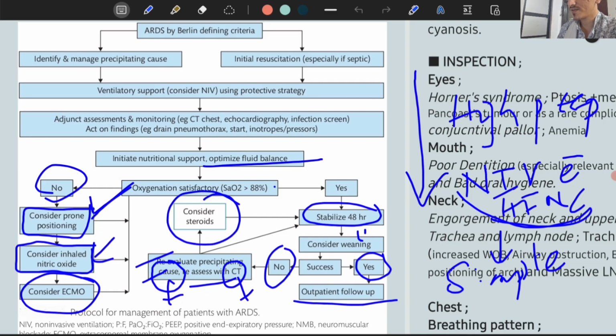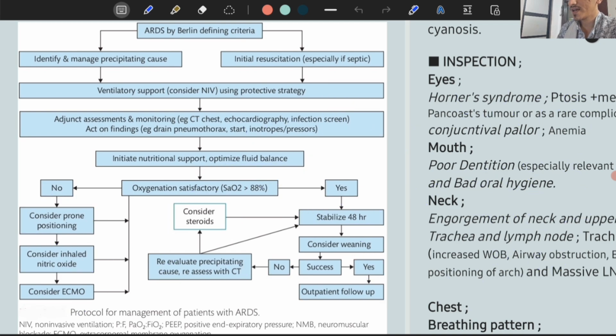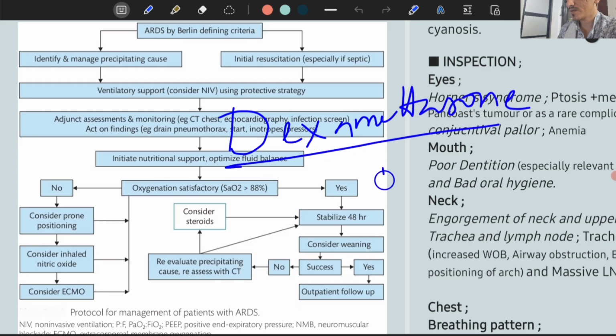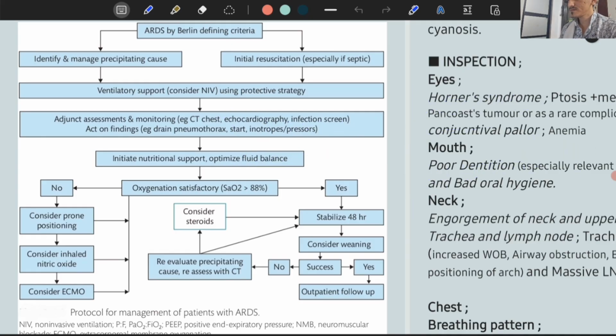If the patient is between 1 to 7 days of ARDS, 1 mg methylprednisolone, and if between 7 to 10 days, 2 mg methylprednisolone. This should be tapered gradually. In patients with COVID-19 ARDS, you will use dexamethasone, which decreases the 28-day mortality of patients in trials. So this is the chart, and according to this, you will manage the patient.